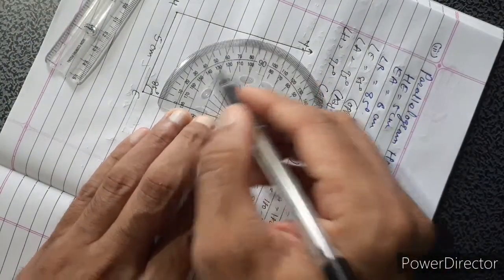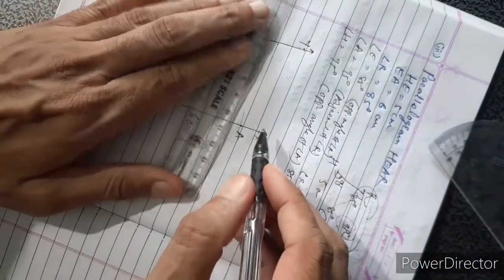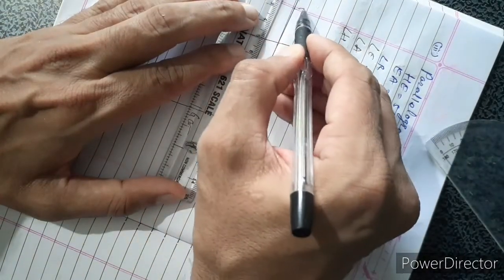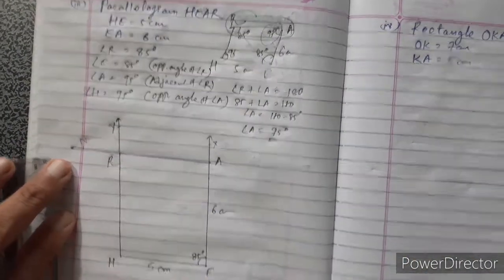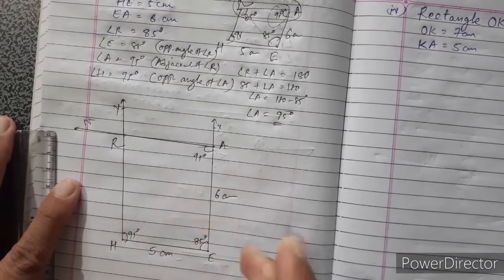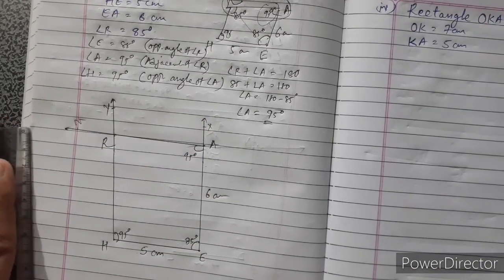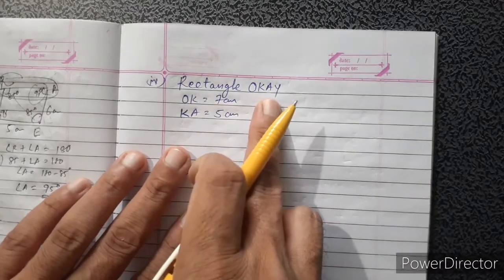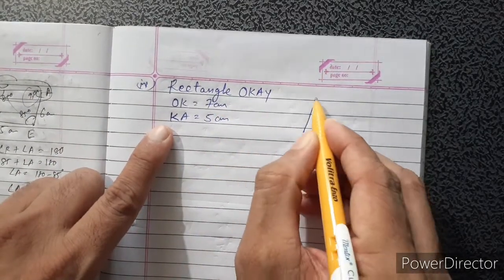Now here 0 is above side, so we take the upper side numbers. Okay, here and that is AZ. Okay, and intersecting point is our last point, that is R, and here we take 95 degree. Same here we take 95. So here HEAR is required quadrilateral. Okay, and last one is rectangle OKAY. Okay, so rectangle, here we draw the rough sketch.